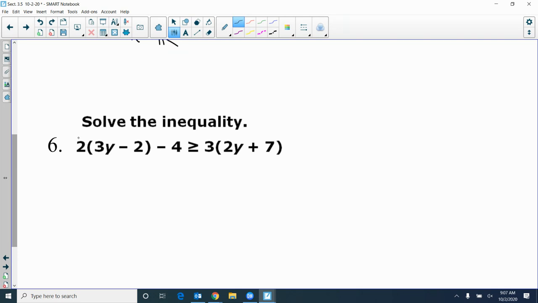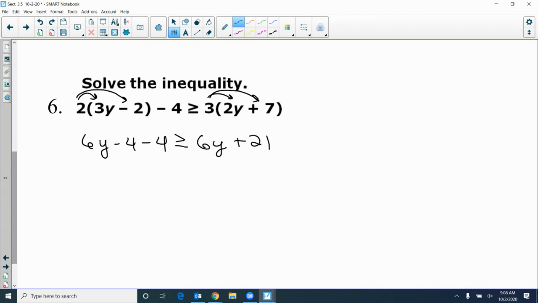Distribute the 2. And I get 6y minus 4. Don't forget you got this minus 4 here. Greater than or equal to 6y plus 21. All right, combine those like terms on that left-hand side. I'm going to keep stressing that. I think it's much, much, much better to do that before you move anything. Colin? 6y minus 8. Okay, 6y minus 8 is now greater than or equal to 6y plus 21. So I agree with that.